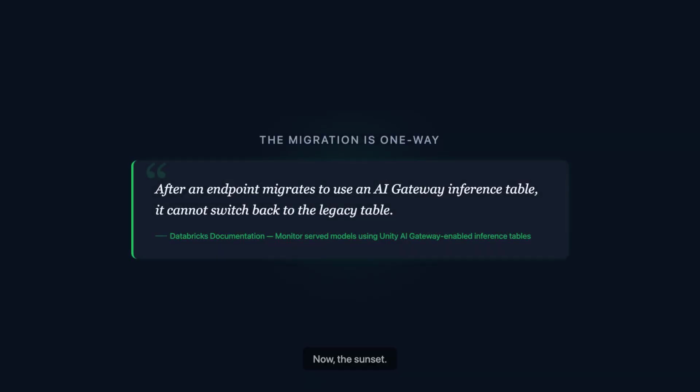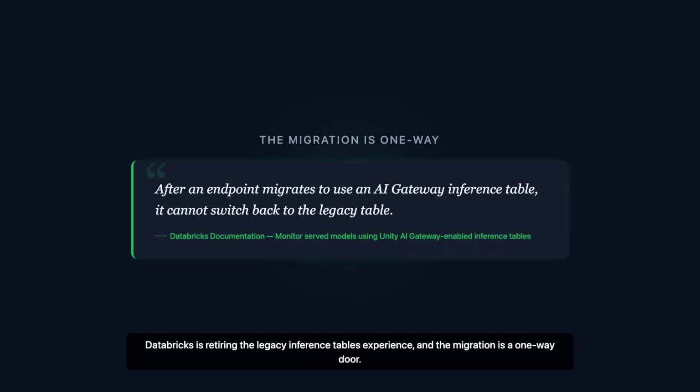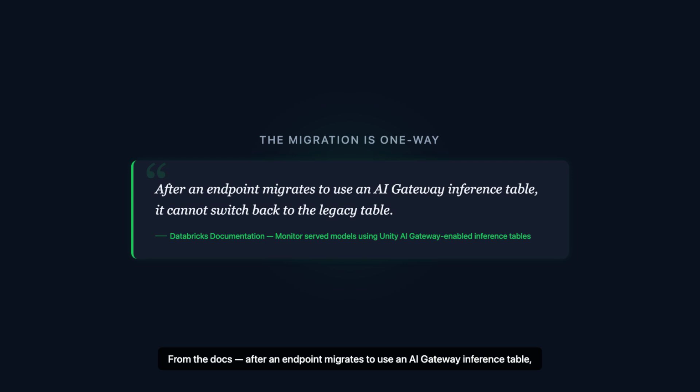Now, the sunset. Databricks is retiring the legacy inference tables experience, and the migration is a one-way door. From the docs, after an endpoint migrates to use an AI Gateway Inference Table, it cannot switch back to the legacy table. The schemas are different, which means any downstream dashboard or query you built on the legacy schema has to be rewritten before you flip the switch.